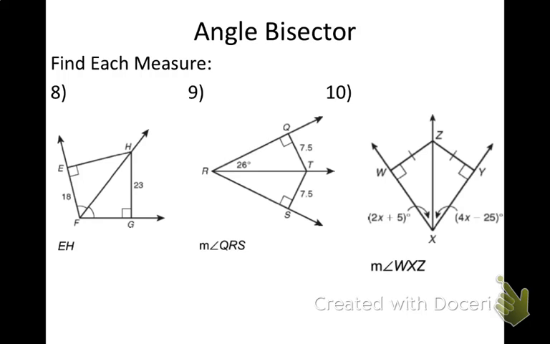All right, number 8. So I want to find each measure. I want to find the measure of EH. I know that EF is 18. I know that HG is 23. I know that FH is an angle bisector because it shows the angles to be congruent there. So what does EH have to be, Tina? 23 is correct. Nice job.